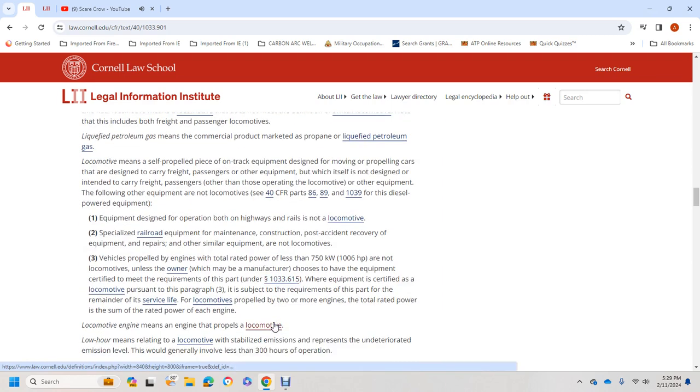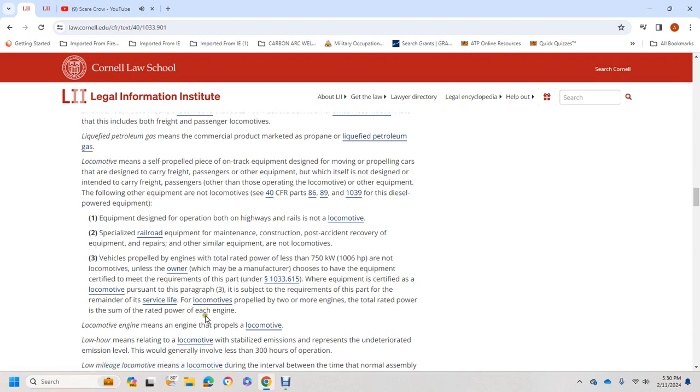Third, vehicles propelled by engines with total rated power less than 750 kilowatts or 1,006 horsepower are not locomotives unless the owner, which may be the manufacturer, has the equipment certified to meet the requirements under this part, as in 1033.615. Where equipment is certified as a locomotive pursuant to paragraph 3, it is subject to the requirements of this part for the remainder of the service life of the locomotive. Total rated power is the sum of the rated power of each engine propelling the locomotive.